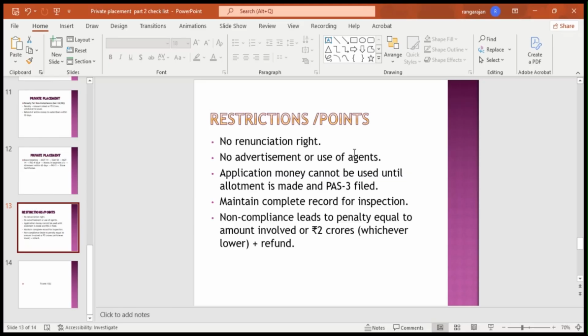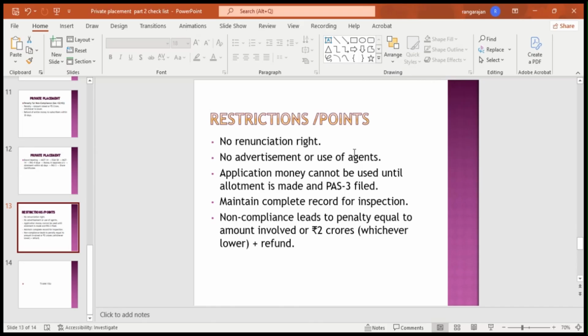Who are the persons who are identified, and their names and addresses, occupation, how much they have contributed and how much allotment was made, the valuation report, everything is open to inspection. Non-compliance leads to a penalty equal to the amount involved or 2 crores, whichever is lower, plus refund. These are the things we have to keep in mind.